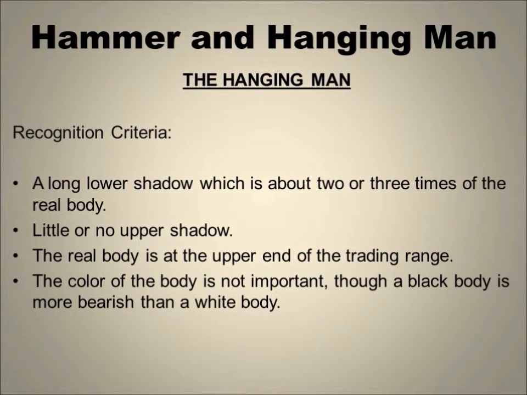Here's what we need to know about the hanging man. A long lower shadow, which is about 2 or 3 times that of the real body. There is little or no upper shadow. If there is, it's an insignificant one. And the real body is at the upper end of the trading range. Okay? And the color of the body is not important, just like the color of the hammer is not important as well.